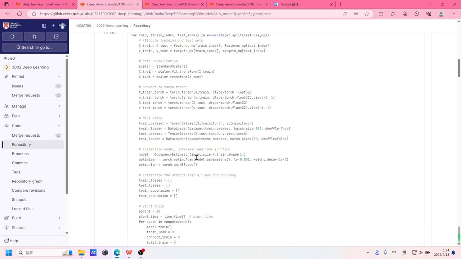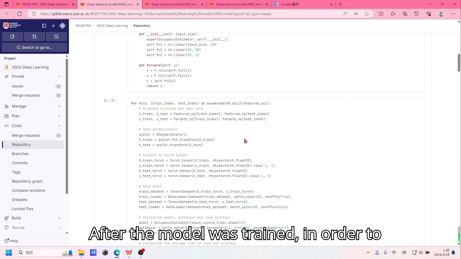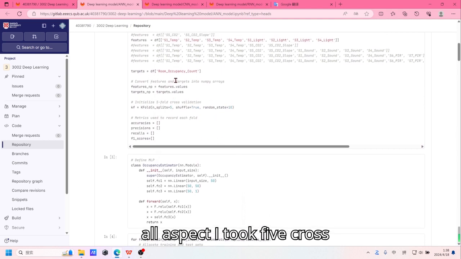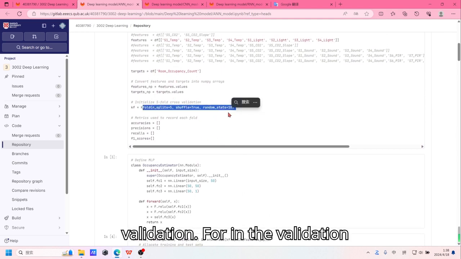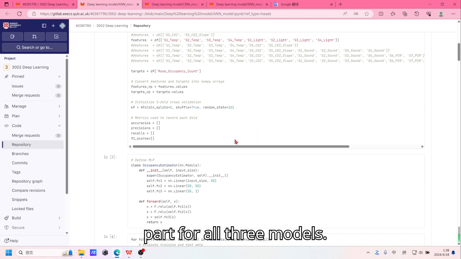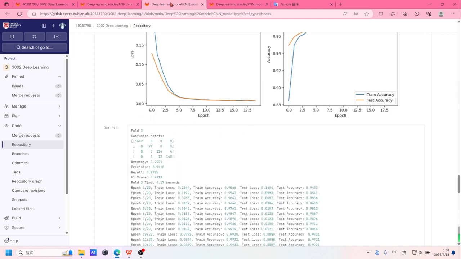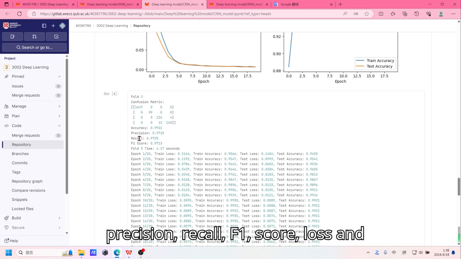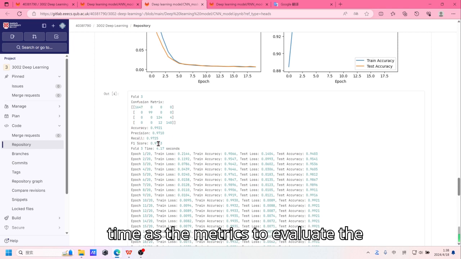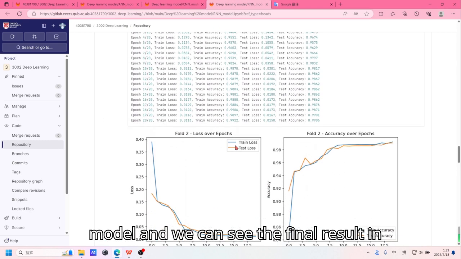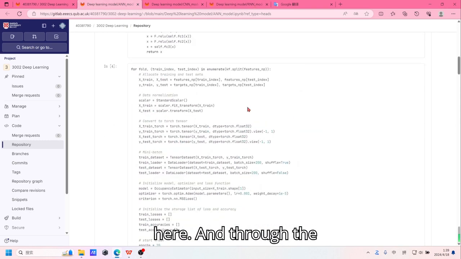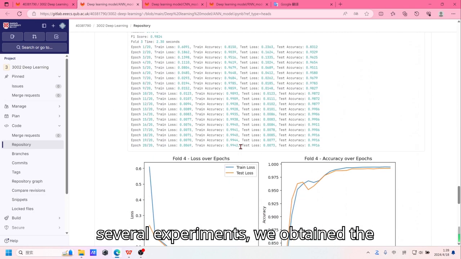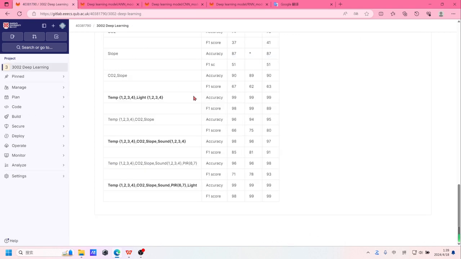After the model was trained, in order to verify the accuracy of the result in all aspects, I did a 5-fold cross validation in the validation part for all three models, and I used the confusion matrix, accuracy, precision, recall, F1 score, loss, and time as the metrics to evaluate the models, and we can see the final result here. Through several experiments, we obtained the following graphs.